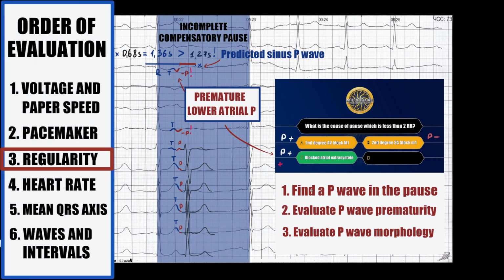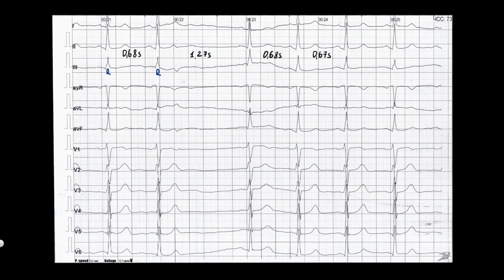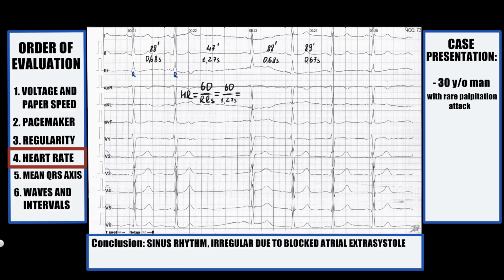The next step is heart rate. For the calculation of the heart rate, we need 60 divided by the RR interval in seconds. So the heart rate in the first RR interval is 88 beats per minute. Heart rate in the pause is 47 beats per minute. Heart rate in the other RR interval is almost the same as in the first one. So we have irregular sinus rhythm with blocked atrial extrasystole. Heart rate is 88.